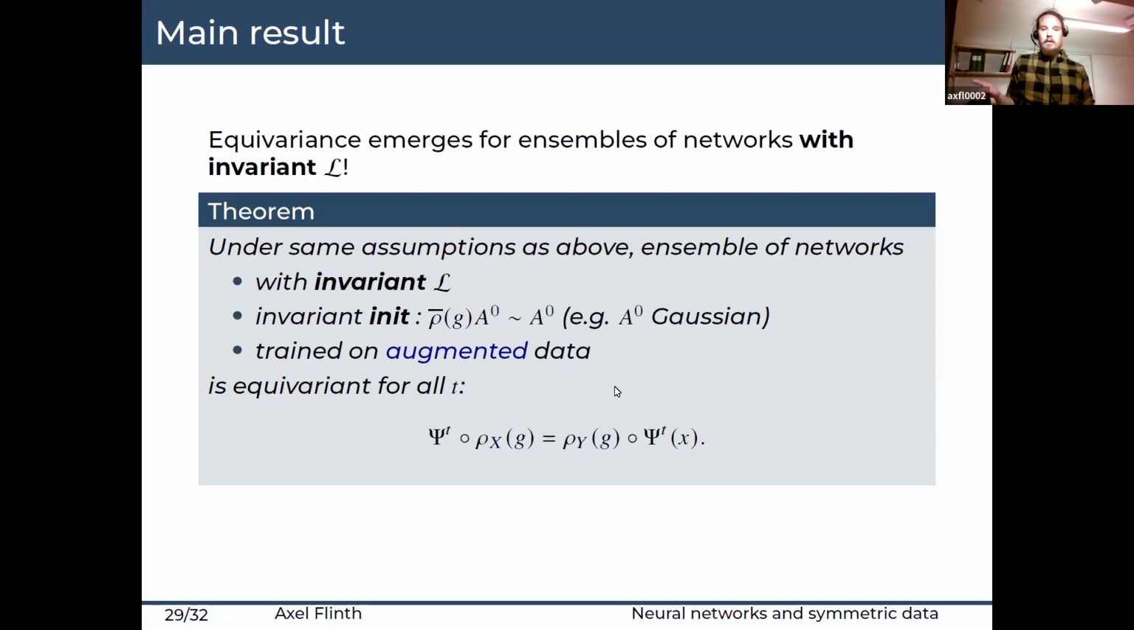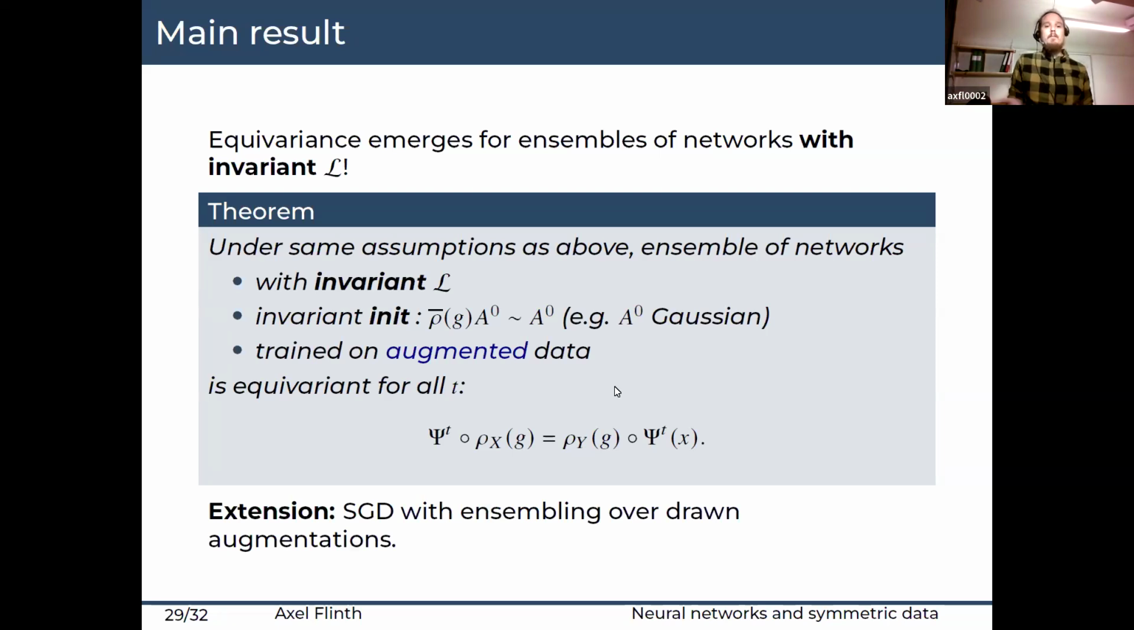If we train an ensemble of networks with an architecture corresponding to an invariant L, and we initialize it in an equivariant way, so if we draw our weights according to a Gaussian distribution, for instance, and we then train it on augmented data, we will have equivariance at all times t, actually. And we can also prove an extension of this to stochastic gradient descent. Then we also need to take the average over the batches that we draw, and in particular the augmentations that we draw at random in each step.